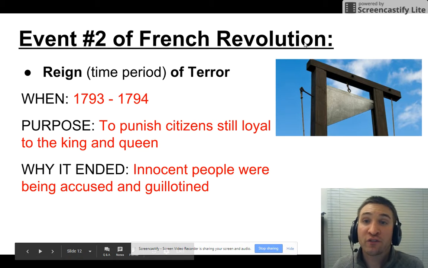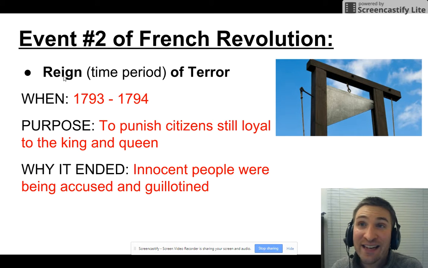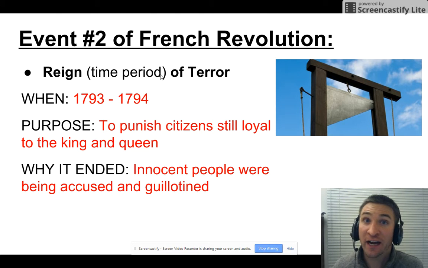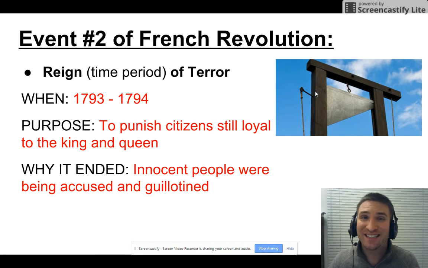Event number 2 of the French Revolution was the reign. Reign means time period. It's not a kind of weather. Reign, in this case, means time period of terror. When was the Reign of Terror? 1793 to 1794. What was the purpose? To punish citizens still loyal to the king and queen. Why did the Reign of Terror end? Innocent people were being accused and guillotined, and the very people who were protesting were the ones killing other protesters. That's not good.